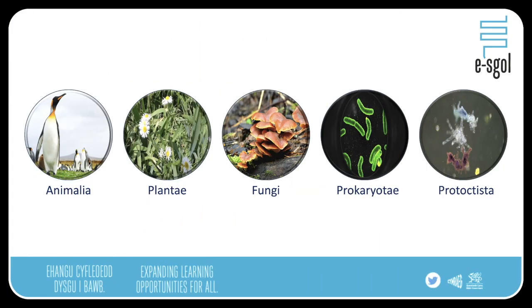Remember, the 5-kingdom classification system is the classification of organisms into 5 major kingdoms. Animalia, which are animals. Plantae, which are plants. Fungi, organisms including yeast and mold. Prokaryote, which are single-celled microorganisms, and Protoctista, which are single or multicellular microorganisms.